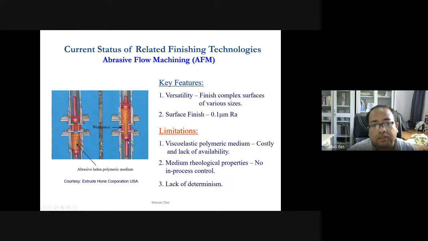Using that hydraulic unit, this kind of reciprocating motion is given, and when this fluid passes through this restricted zone where we need finishing, in those places it is polished. So this kind of viscoelastic media development is very much important. Extrude Hone is the company that developed this kind of media. This media is resilient enough that it will take the shape of the workpiece immediately. Any kind of complex shape it can immediately take, and it can hold the abrasive particles.